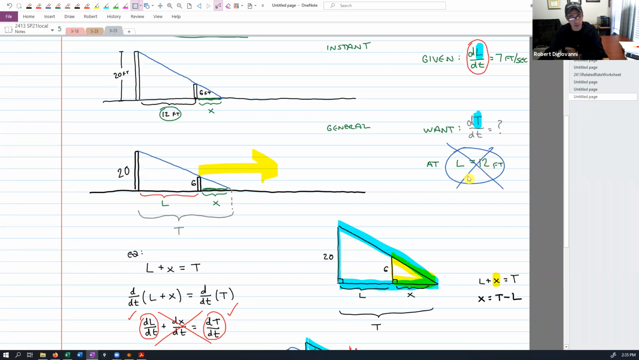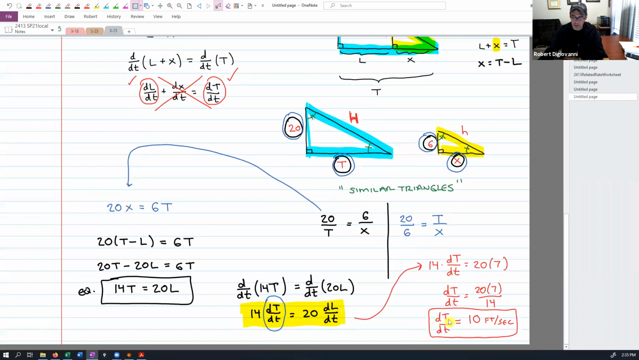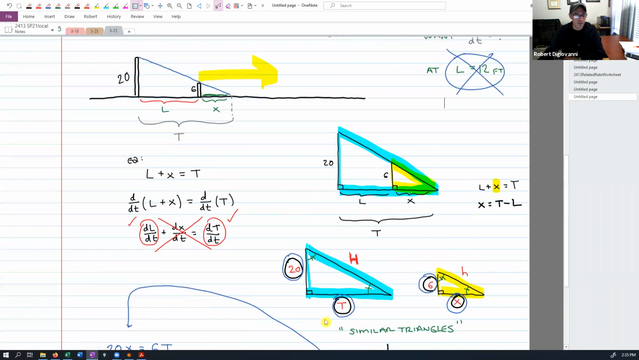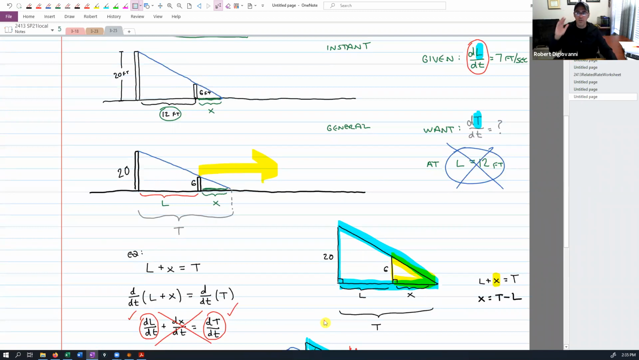And what that tells you is this: the speed of the shadow only depends on the speed of the person. It does not depend on how far the person is away from the pole, which leads to a very, very counterintuitive thought here. I don't know if this makes sense to you, but what we're saying is if a person is walking away from a pole at a certain speed, the speed of their shadow has nothing to do with how far away they are from the pole. It only has to do with how fast they're moving.